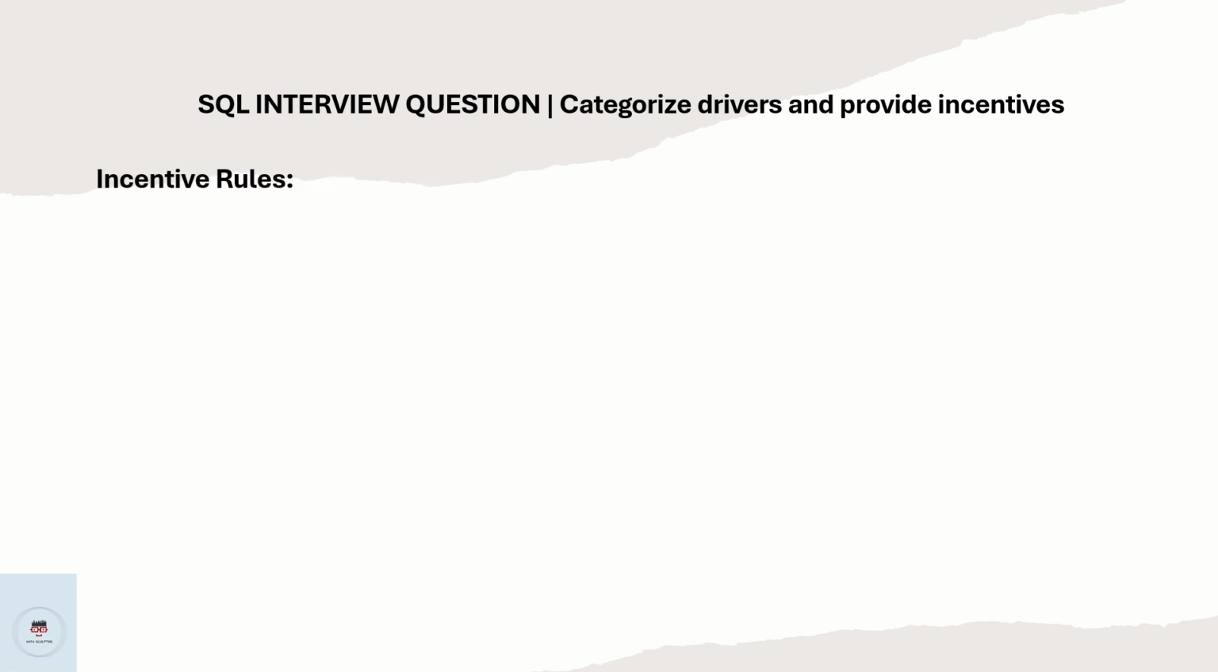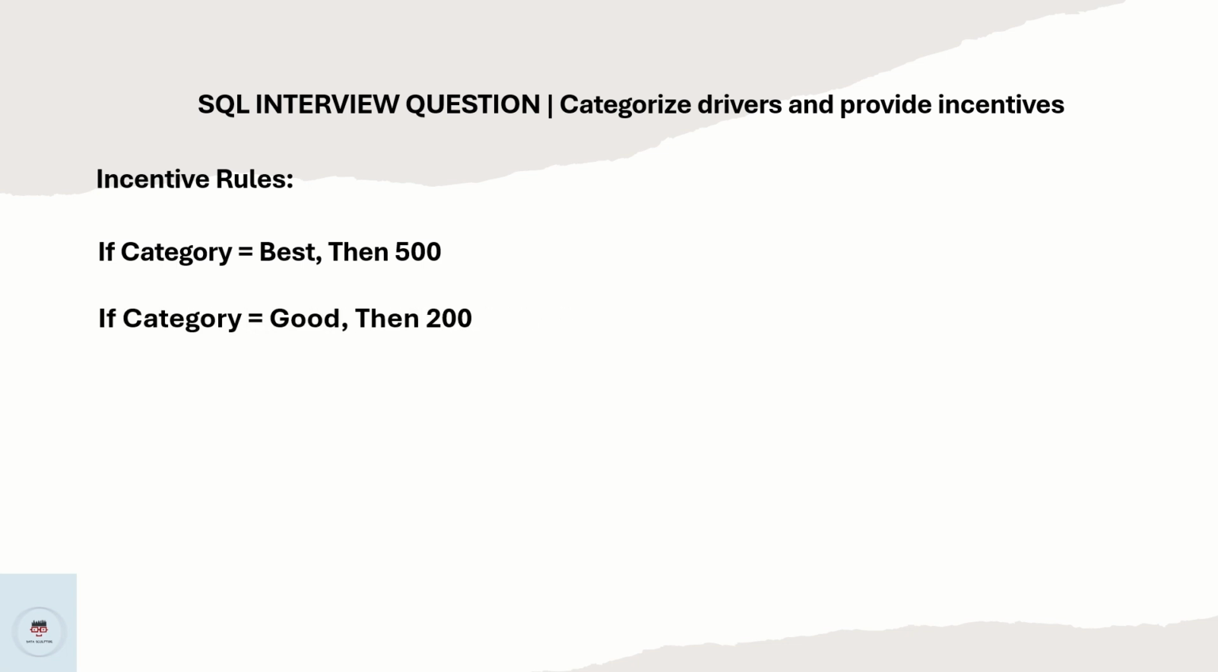And next, the incentive rules. We provide the incentive to the drivers based on the category we derived earlier. If the category is best, then 500 rupees will be provided. If the category is good, then 200 rupees. If the category is bad, then zero. These are the rules, and I hope you have understood them. Now let's go back to SQL Server Studio and see how to derive this output.